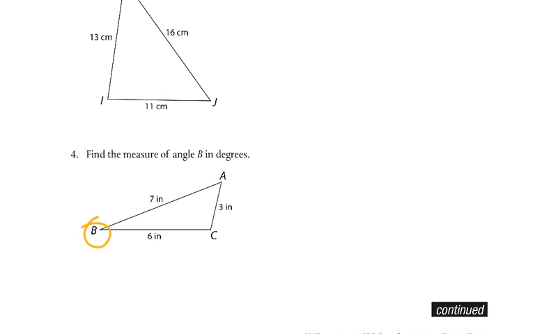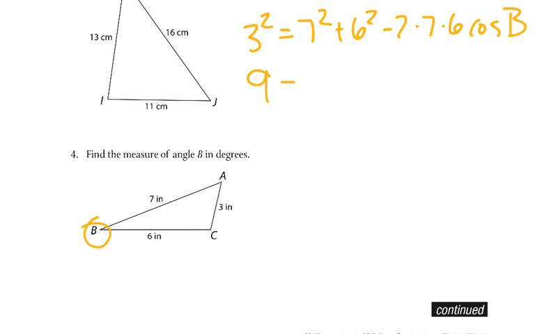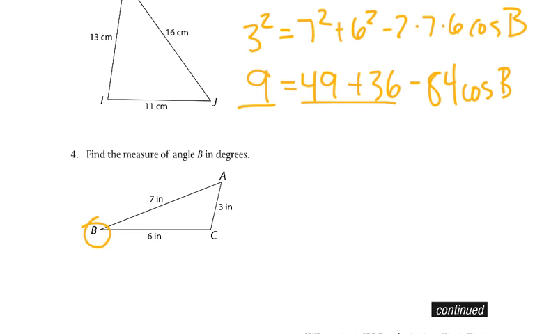So angle B, so 3 is my one all by itself. Cosine of B, so there's my formula. So we get 9 equals, sorry about that, caught me unawares, 49 plus 36 minus 84 cosine of B. I combine those and I'm going to subtract them from that. So 49 plus 36 equals 85. Negative 84 cosine of B is all by itself.